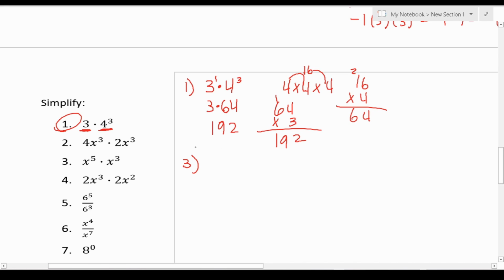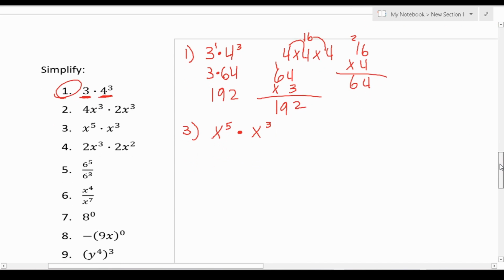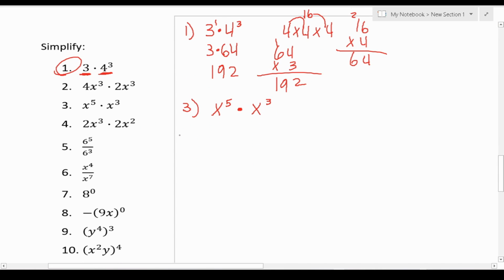All right, so let's move on to number 3. It's x to the 5th times x to the 3rd. As I said, it's always helpful to have a game plan. So in light of that, we should recognize that we can apply the product rule in this case because we have the same base of x, which is going to prompt us to start by writing down the base. And then the product rule says add the exponents. So this is 5 plus 3, which is the same as x to the 8th.